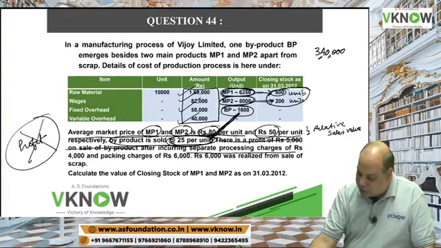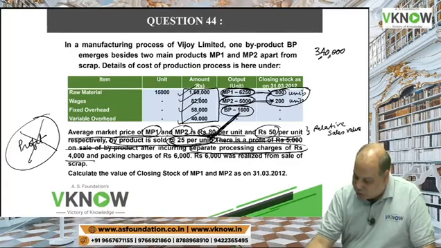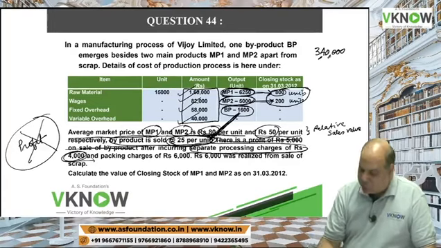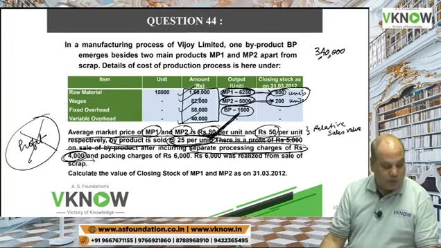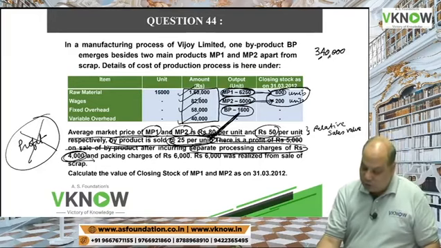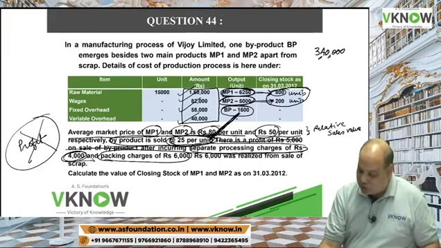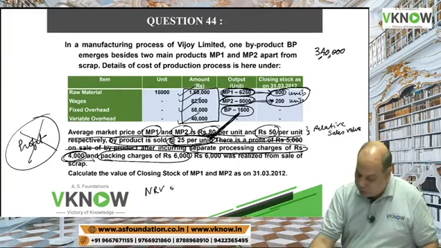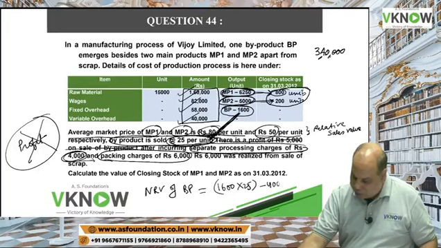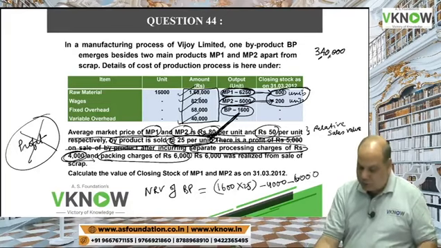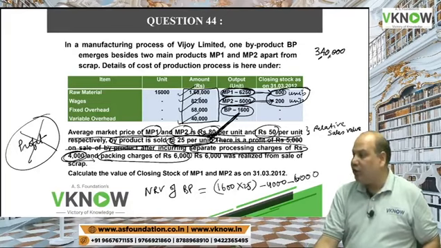After incurring separate processing charge of 4,000. So this 4,000 I will reduce from the sale value of the byproduct so that you will be able to calculate the NRV, and a packing charge of 6,000. This also I will reduce. So NRV of byproduct will be 1,600 quantity into 25 rupees, minus 4,000 on processing and minus 6,000 on special packaging. That will give me NRV of byproduct.